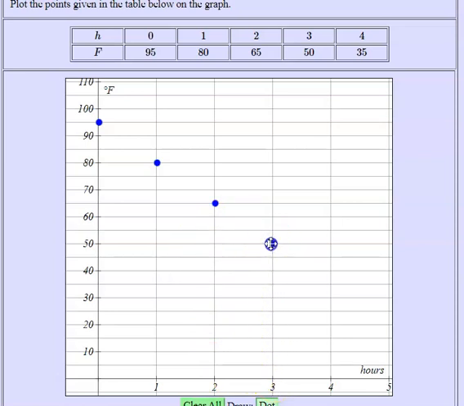Oops, it should grab pretty close to the point, but that one I moved a little bit. So there's the 50 degrees. And finally, after 4 hours, it is 35 degrees. Okay, and you can see if we were going to connect these dots, it would make a straight line, and we will do that later. But we just wanted to get an idea of what these points represent in the context of the problem.